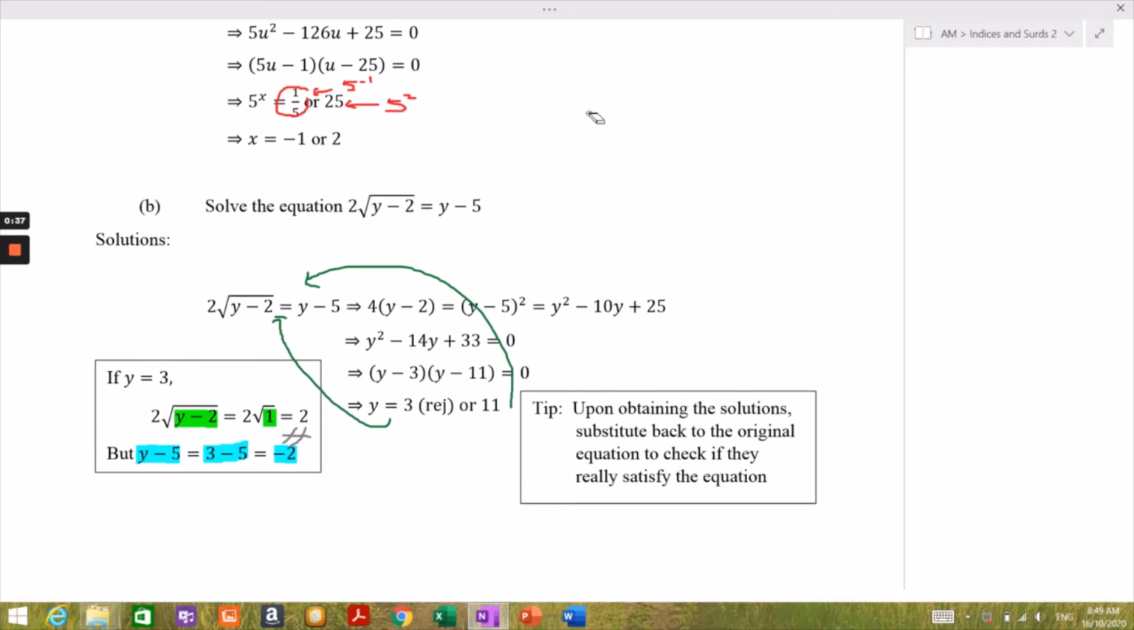Whenever you deal with equations involving surds, and in fact later when you see absolute value functions and logs, do make it a point or habit to check back with the original equation.